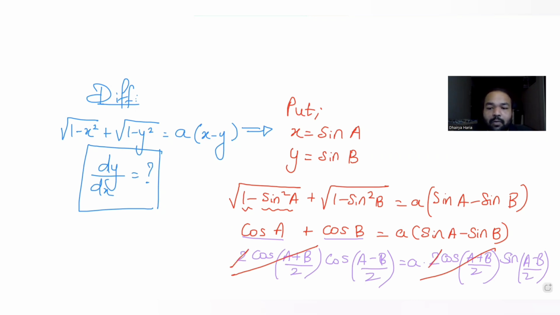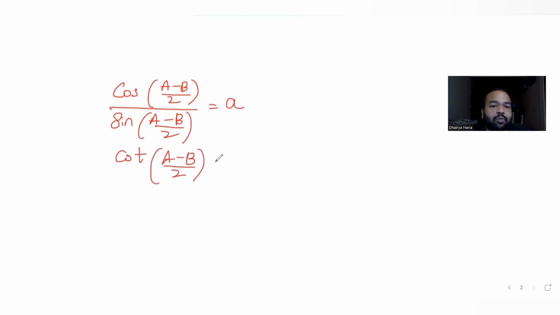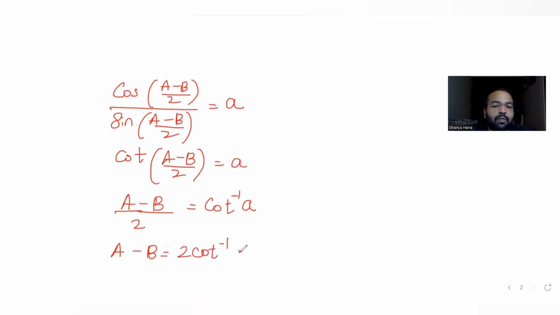So what am I left with now? On the left I have cos of (A minus B) by 2, and on the right we have sine of that same angle. So the sine goes into the denominator, and we get cos of (A minus B) by 2 divided by sine of (A minus B) by 2, equal to small a. So I get cot of (A minus B) by 2 equal to a. So (A minus B) by 2 is equal to cot inverse of a, and A minus B becomes 2 times cot inverse of a.